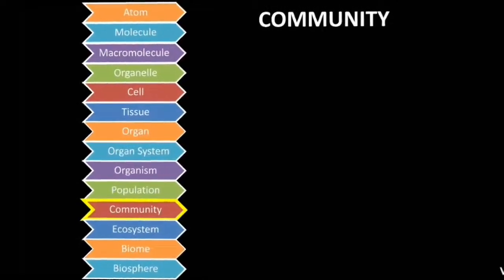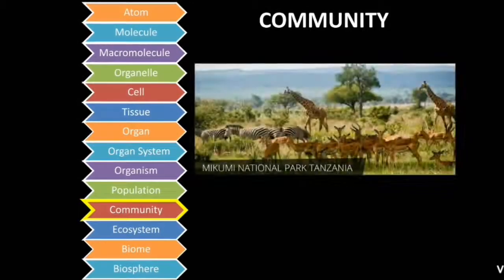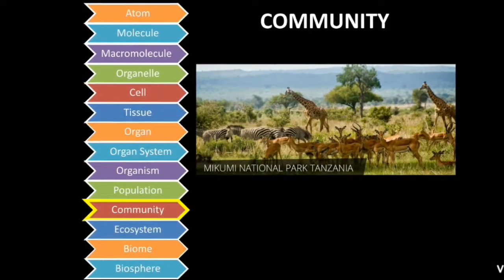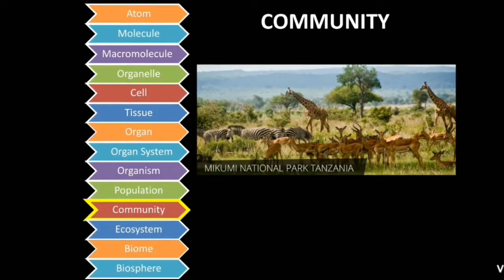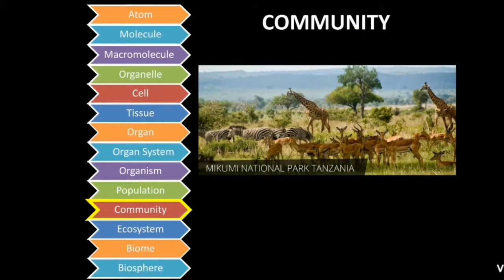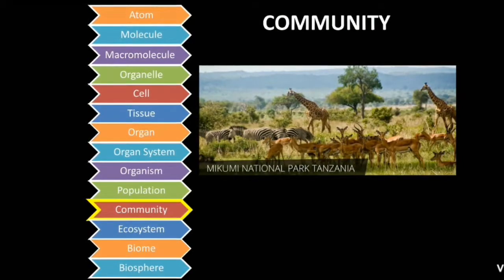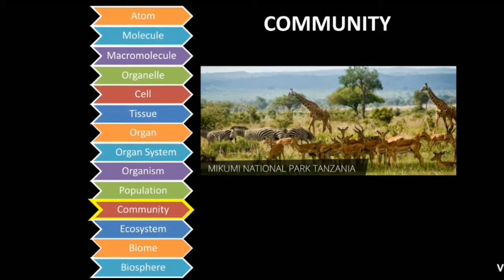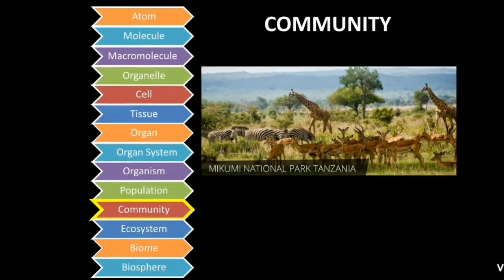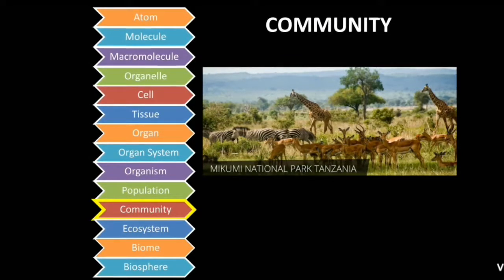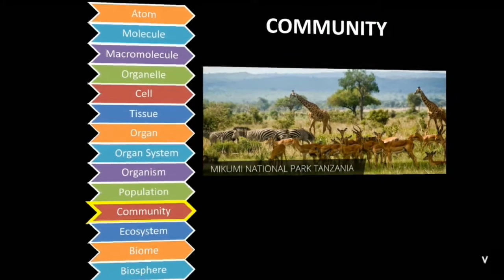The next level is community. A community consists of some populations in one area. These are some different populations, such as in this picture, the community in Mikumi National Park of Tanzania. There are different populations, such as a population of giraffes, a population of zebras, and a population of deer.